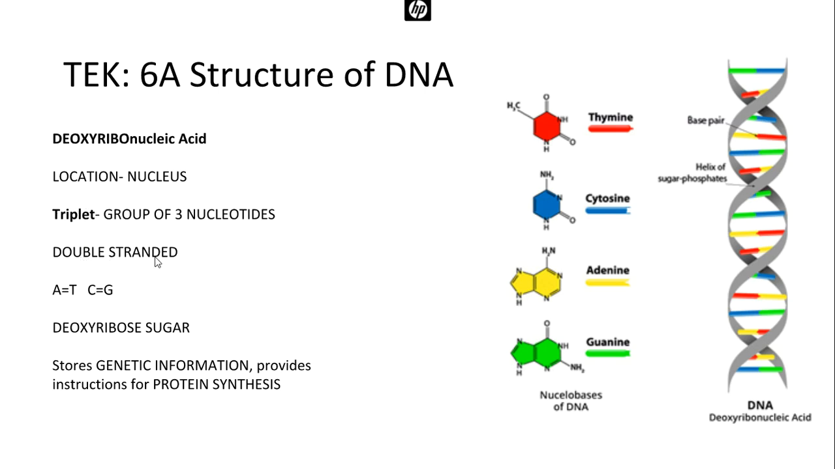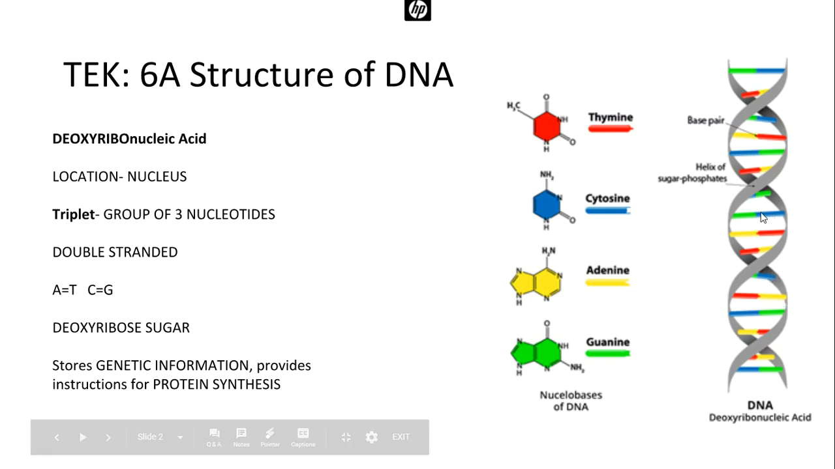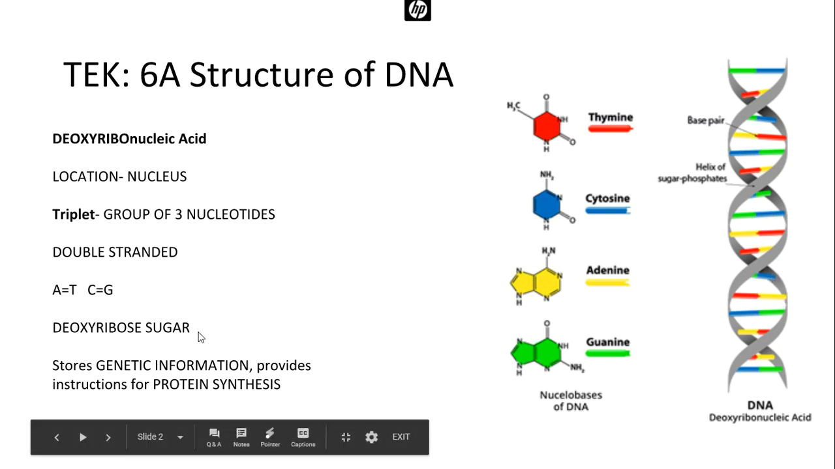DNA is double-stranded. Anywhere you have an A, you'll have a T. Anywhere you have a C, you'll have a G, and you can see that in the colors here. The sugar in DNA is deoxyribose, and the whole purpose of DNA is to store genetic information. It's your genes, and your genes give you the information you need to make proteins, or carry out protein synthesis.